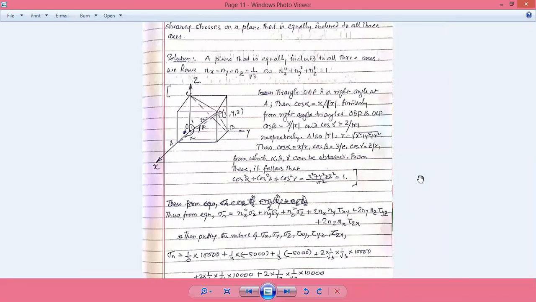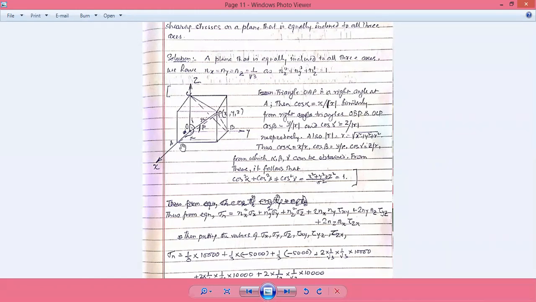Let us have this triangle OAP. O is here, A is here, and P is here. This is a block whose apexes are A, P, C, O, D, B. Along the y-axis is OB, along the x-axis OA, and along the z-axis OC. Now, the triangle OAP is a right angle triangle at A itself.